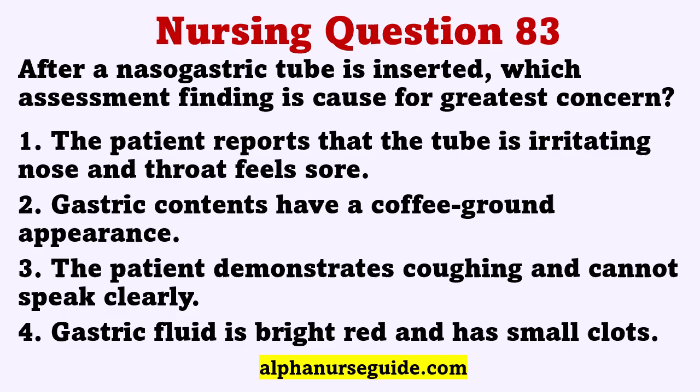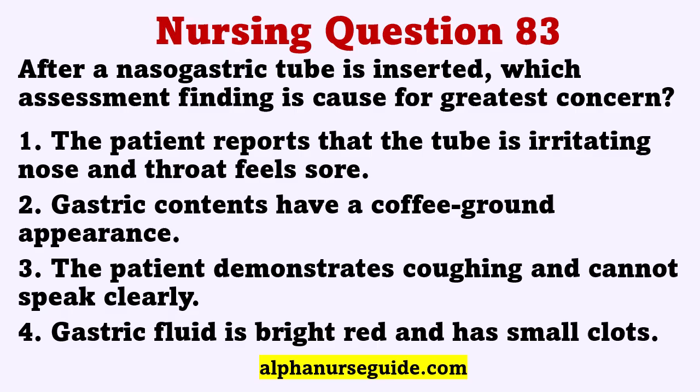After a nasogastric tube is inserted, which assessment finding is cause for greatest concern? 1. The patient reports that the tube is irritating nose and throat feels sore. 2. Gastric contents have a coffee ground appearance. 3. The patient demonstrates coughing and cannot speak clearly. 4. Gastric fluid is bright red and has small clots.